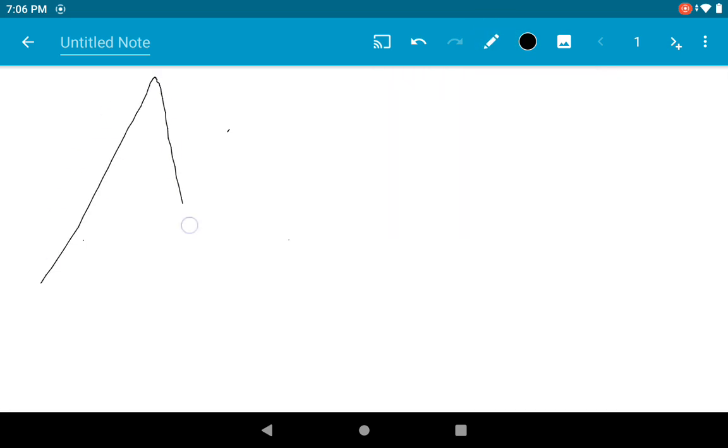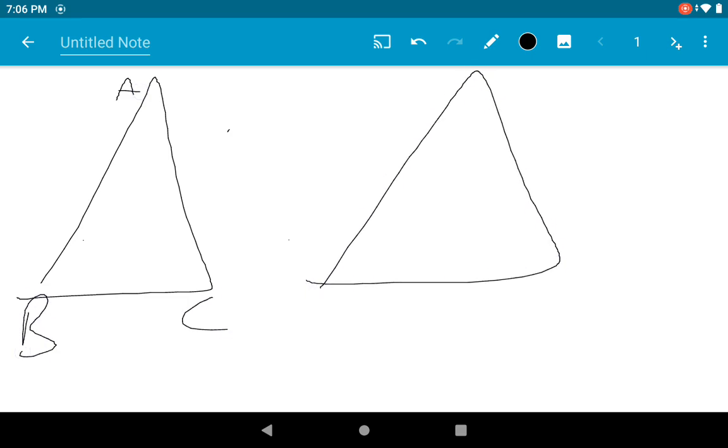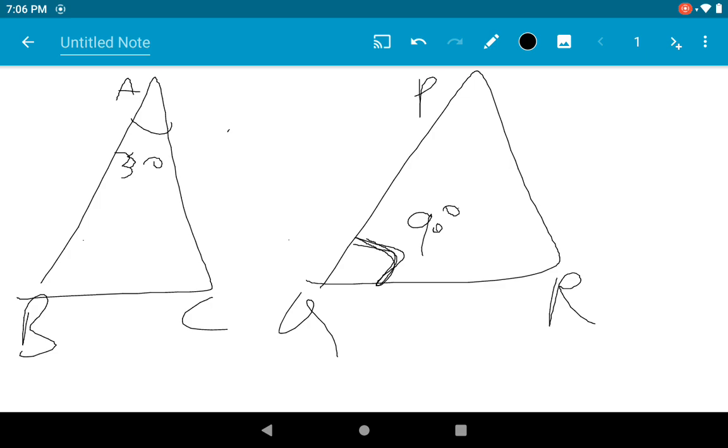ABC is similar to PQR. A equals 30 and Q is given to us as 90. I know it doesn't look like a right angle triangle, but doesn't matter. We're asked to find the value of R plus B. ABC is similar to PQR.